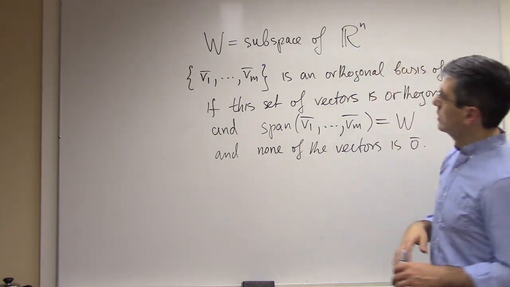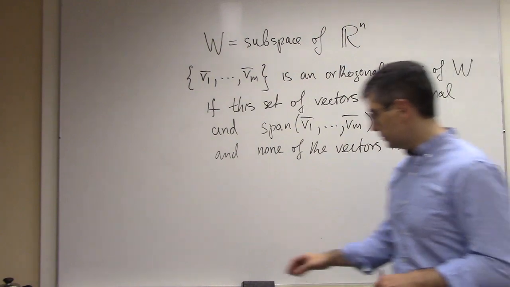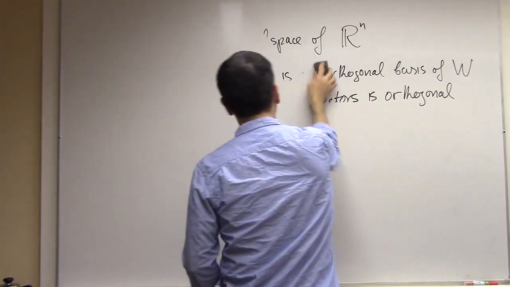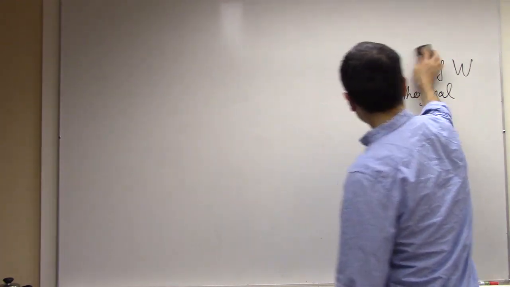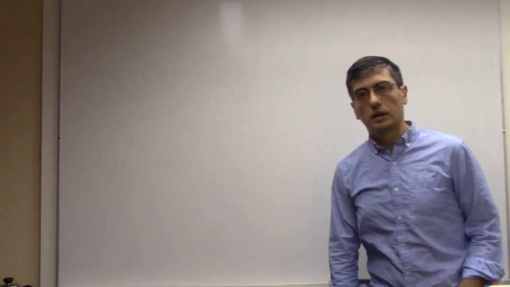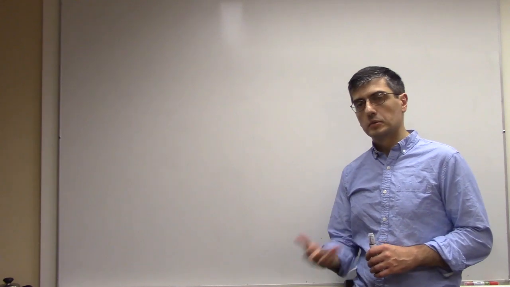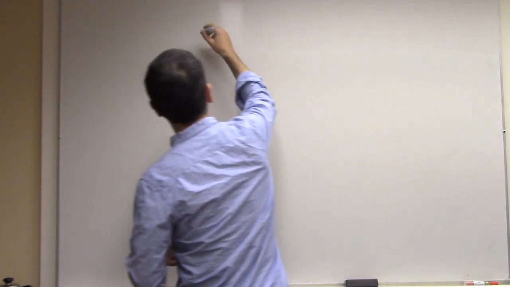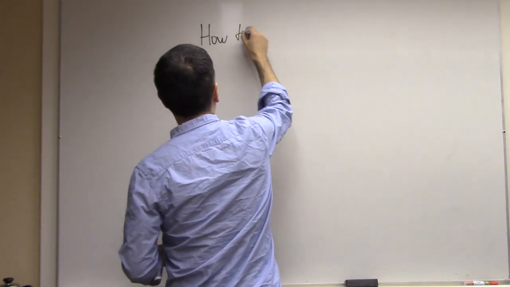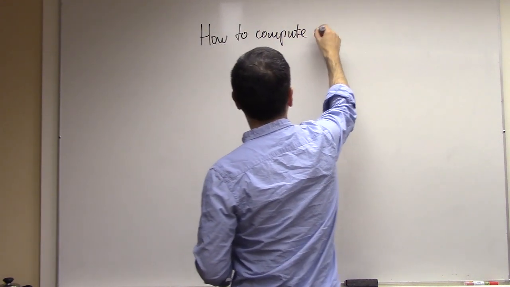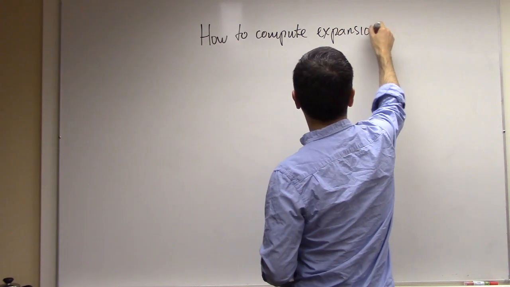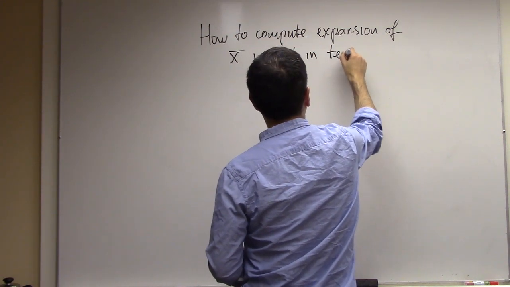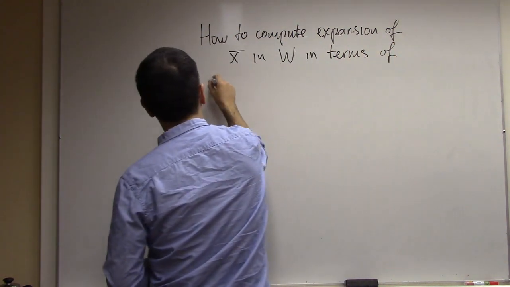Alright, so why introduce this concept? Again, it turns out that an orthogonal basis is very convenient, because you can compute the expansion of any element of your space in terms of an orthogonal basis by a simple formula. Okay, so how to compute the expansion of x in W in terms of an orthogonal basis?